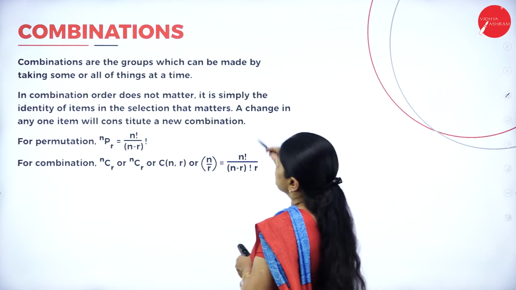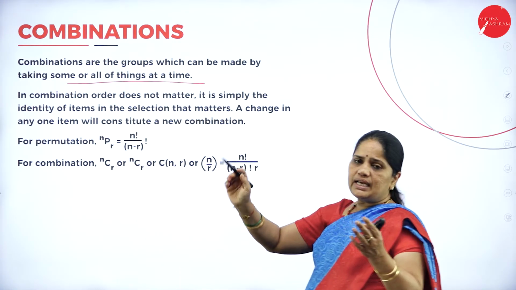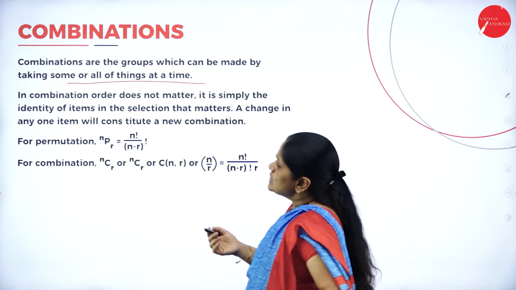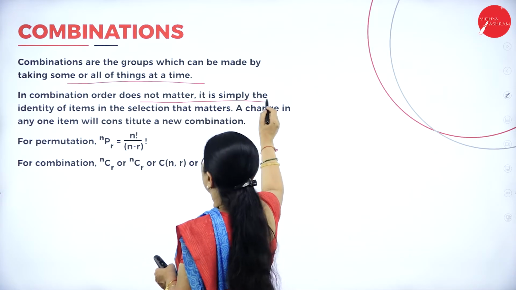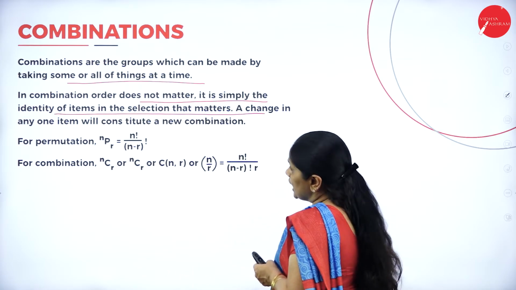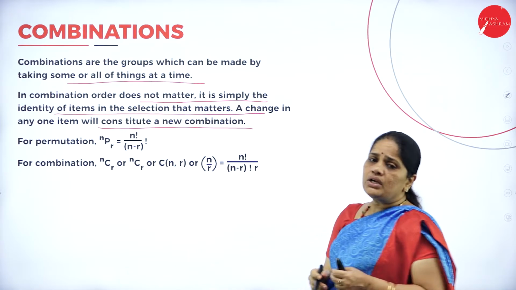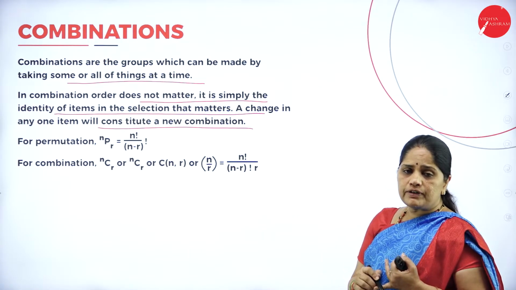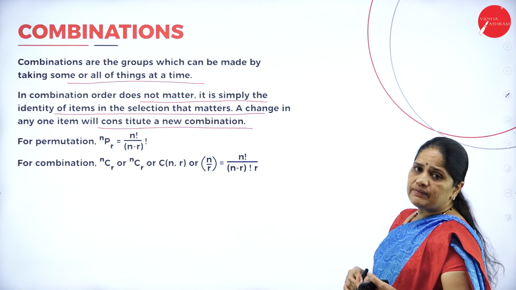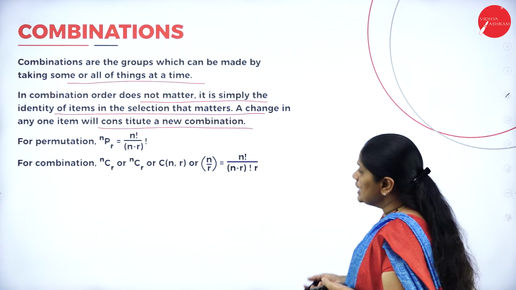Now, combinations. Combinations are the groups which can be made by taking some or all of the things at a time. So we can take a selection of things or we can take all of them. In a combination, order does not matter. It is simply the identity of items in the selection that matters. A change in any one item will constitute a new combination. So in permutation, we give a lot of importance to arrangement, whereas in combination, there is no importance for arrangement, but importance is given only to selection.